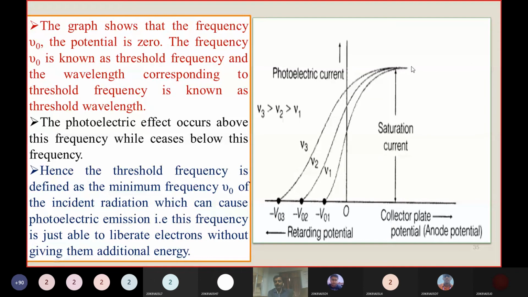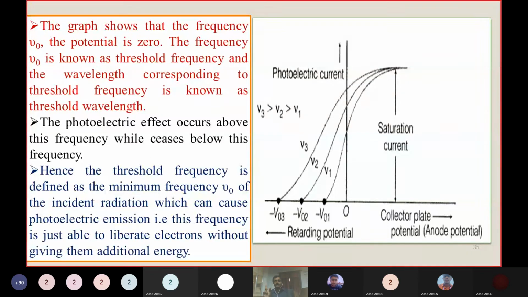If you draw the graph between voltage and photocurrent at different frequency values, the curves will be like this. What is the change here? If we increase the frequency, the stopping potential increases, but the saturation current is constant.